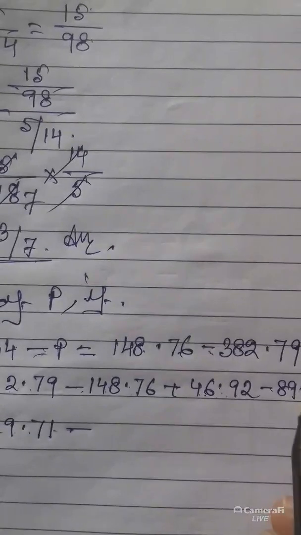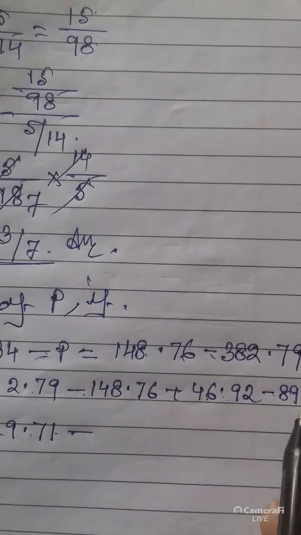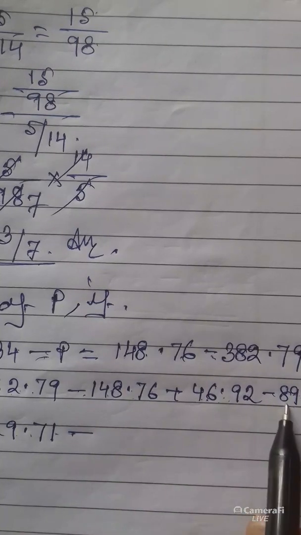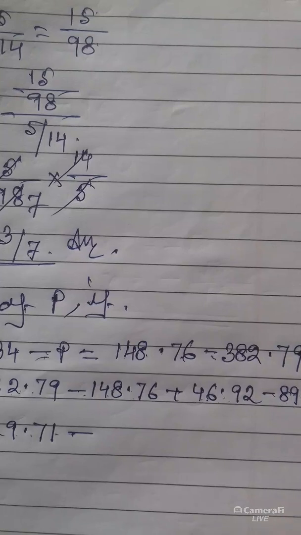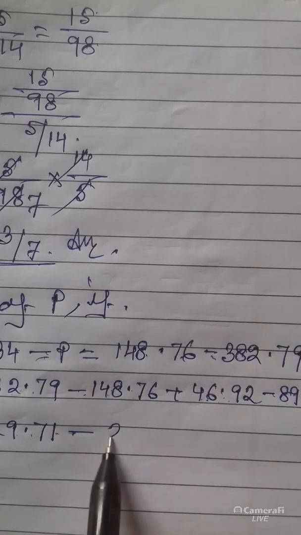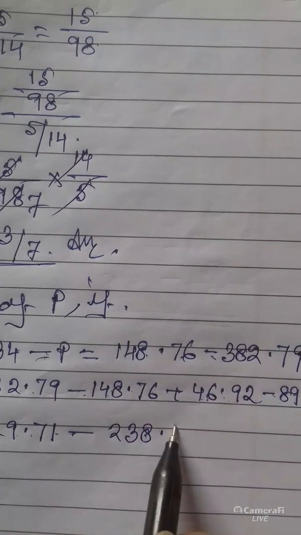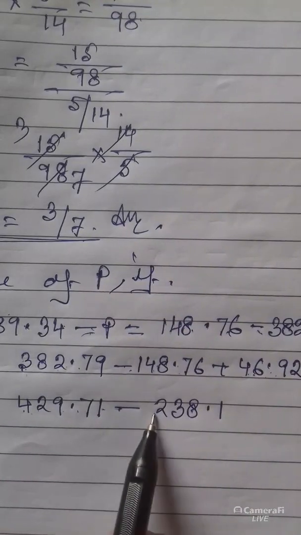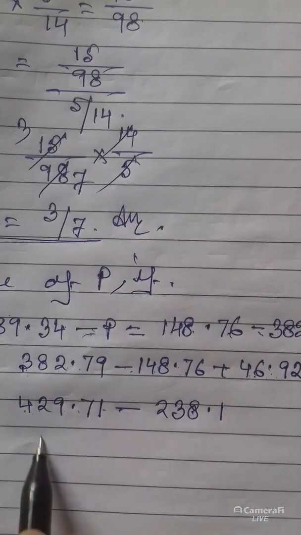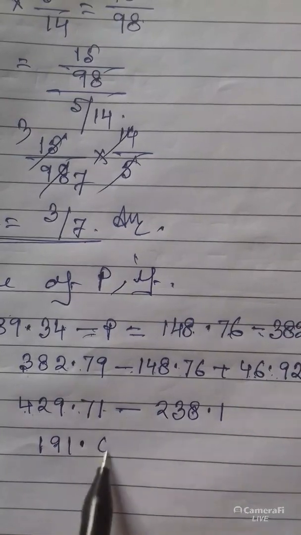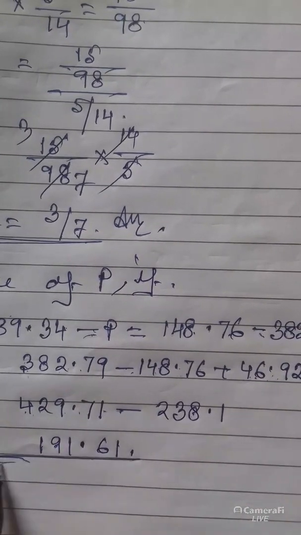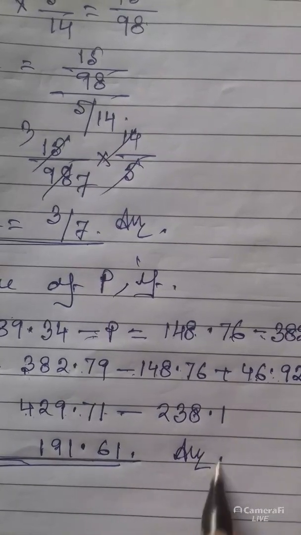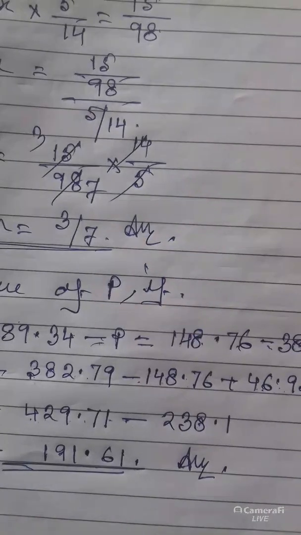And 148.76 minus 89.34, both are minus, so we add both the terms. We get 238.1. Now 429.71 minus 238.1 means 191.61. So the value of P is 191.61. This is the answer.